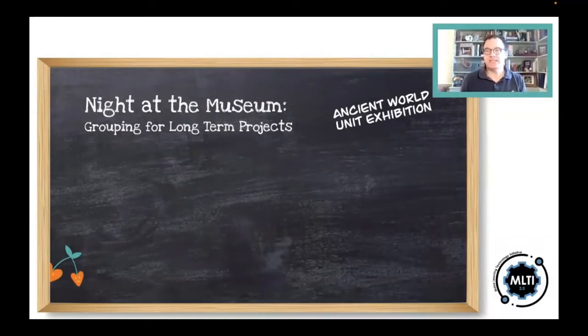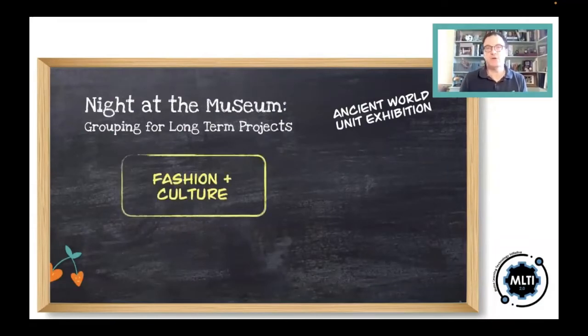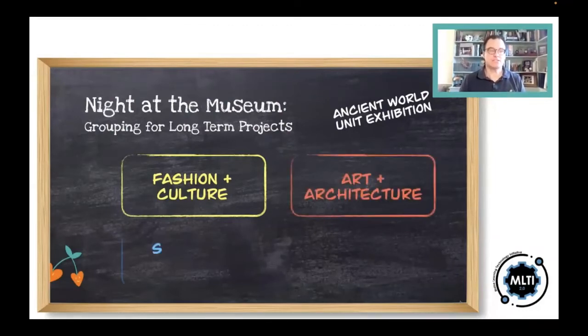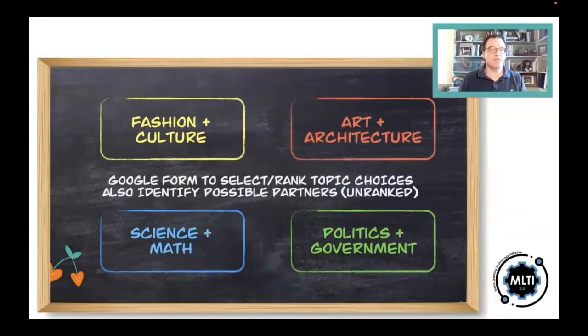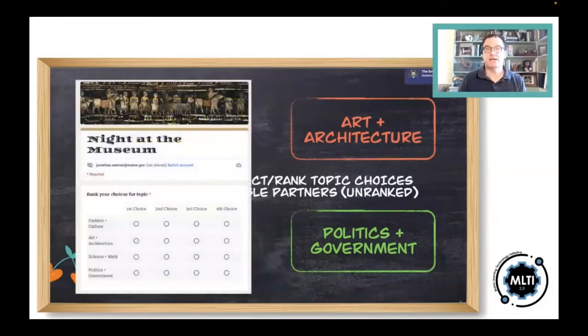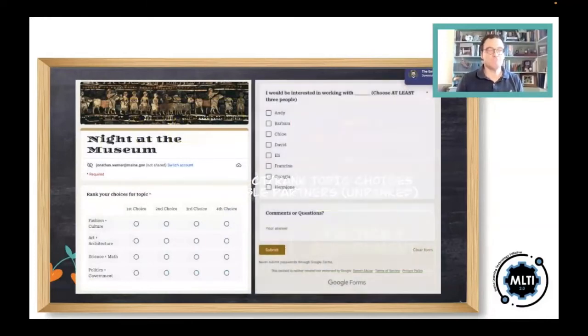Students at the end of the project bring parents and other younger students in to learn about the research that they've done on various ancient cultures. And the teacher divides these into fashion and culture, art and architecture, science and math, and politics and government exhibits. As they're working, they are first given the opportunity to choose one of those. So they use a Google form to select and rank the topics that they might be interested in, and then to also identify potential partners. So our first tool here is the Google form.